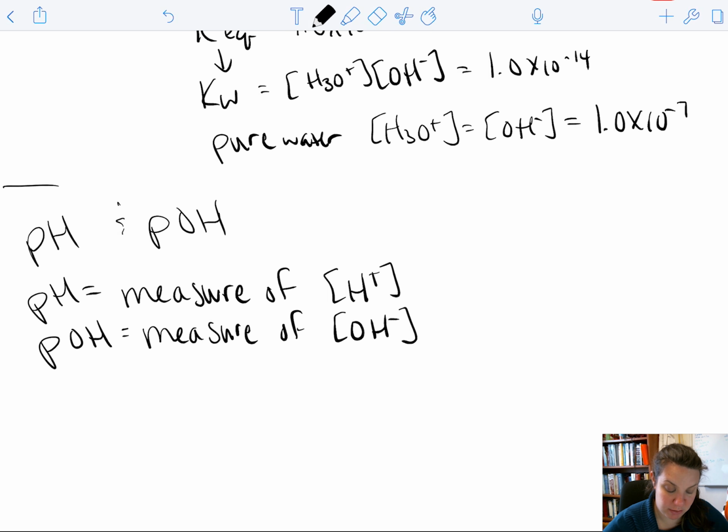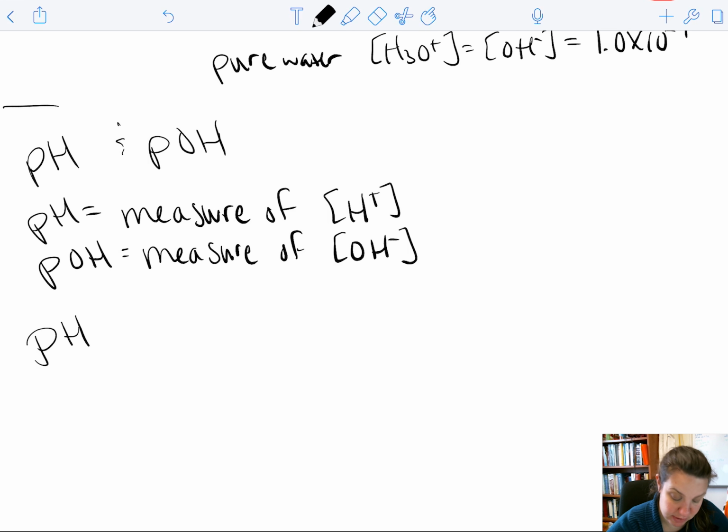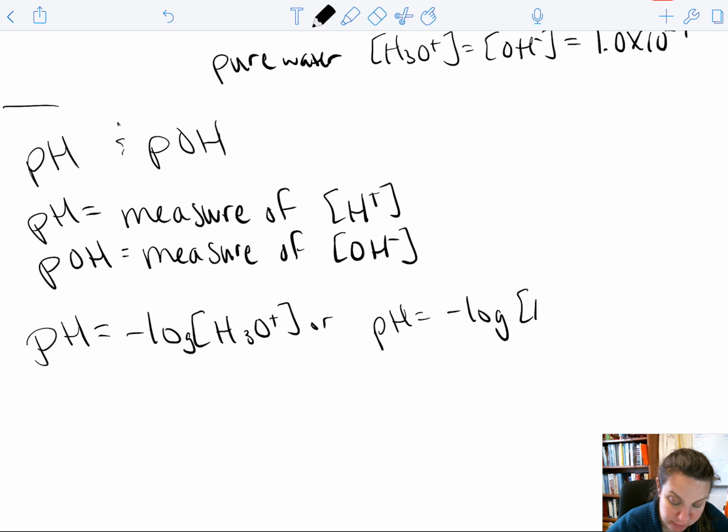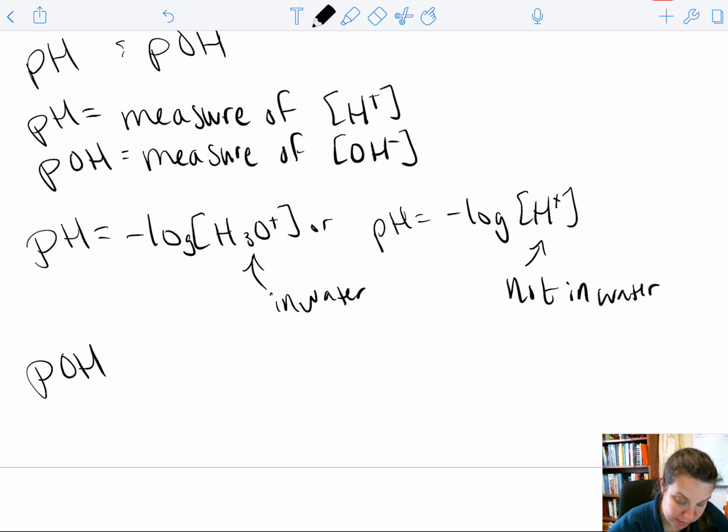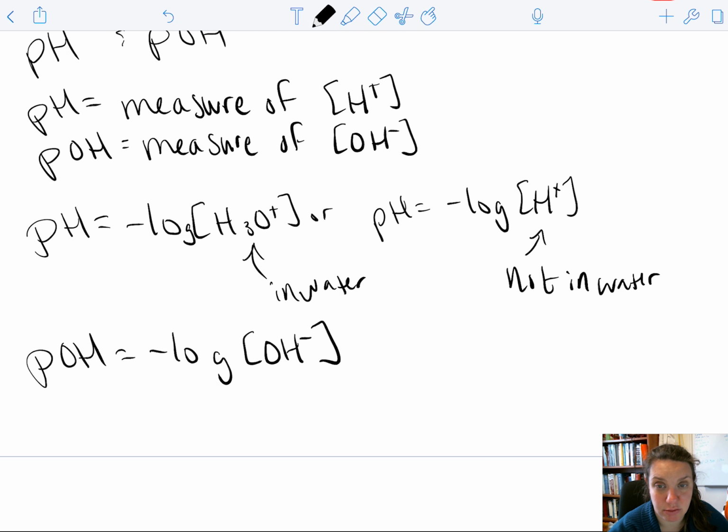To determine pH, we have pH is equal to negative log of the H3O plus concentration, or pH is equal to negative log of the H plus concentration. This is in water, which is what we'll always be doing, and this is not in water. And then we can also figure out pOH. It'd be negative log of the OH minus concentration, and that's the only option we have. And these are on a logarithmic scale.